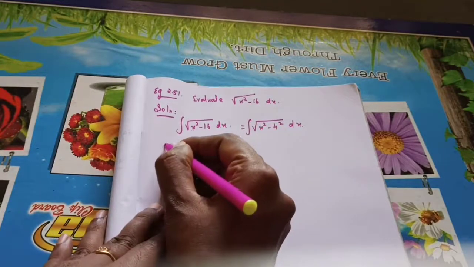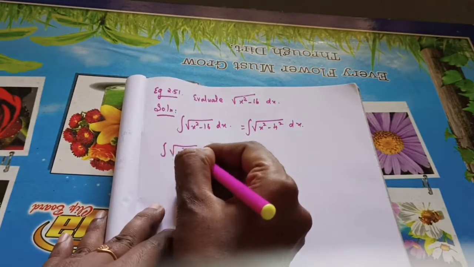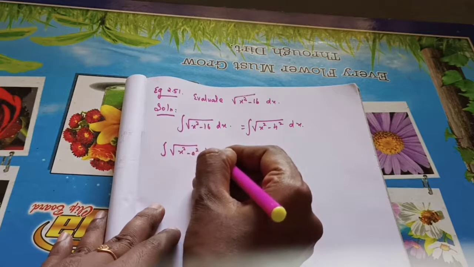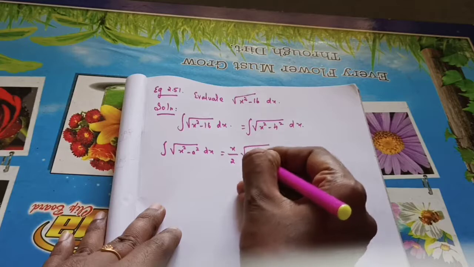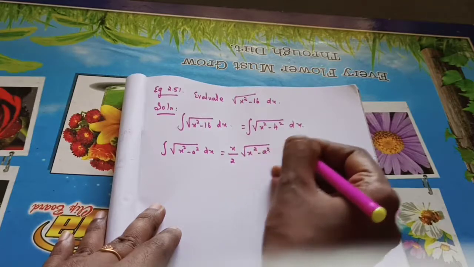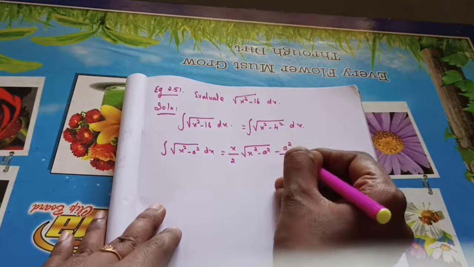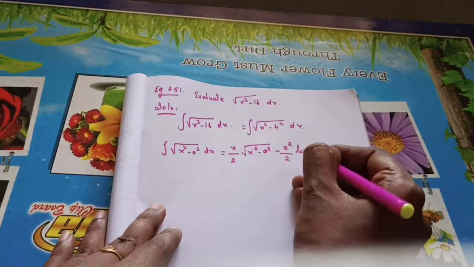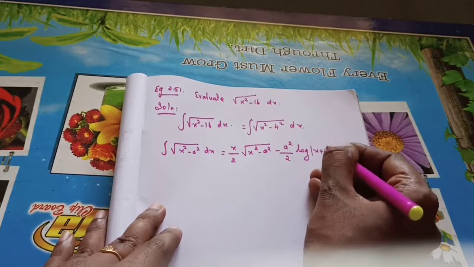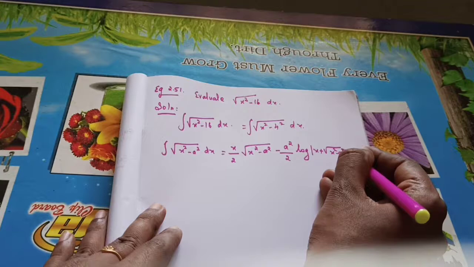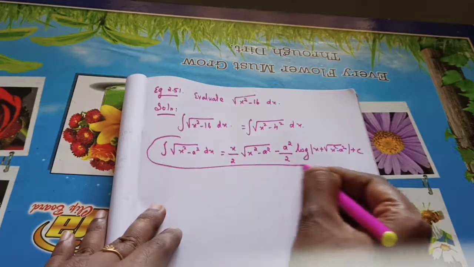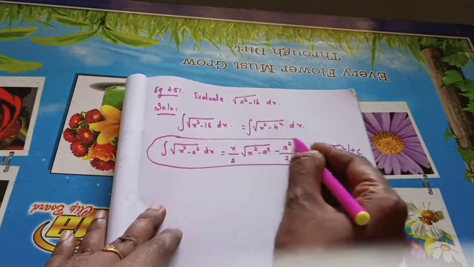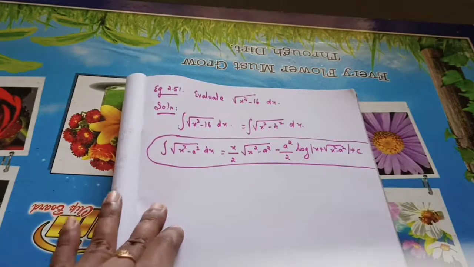The formula is integral of square root of x square minus a square dx is equal to x by 2 square root of x square minus a square, minus a square by 2 log of modulus of x plus square root of x square minus a square, plus c. Listen students, again and again I am repeating the same: you learn the formula thoroughly.